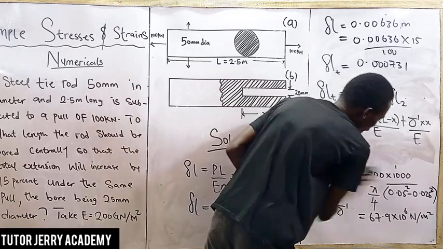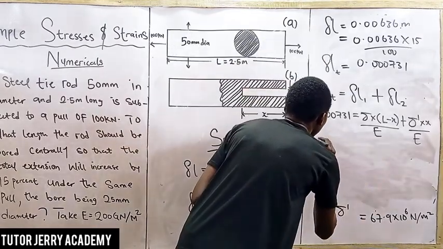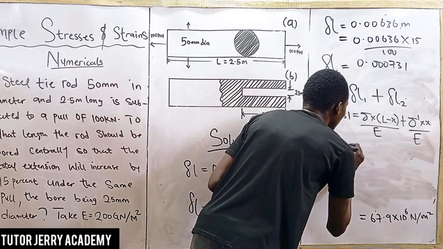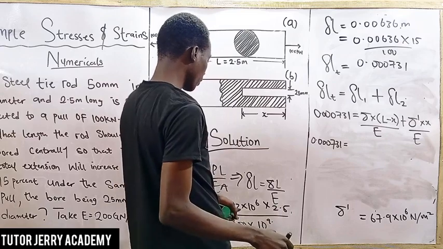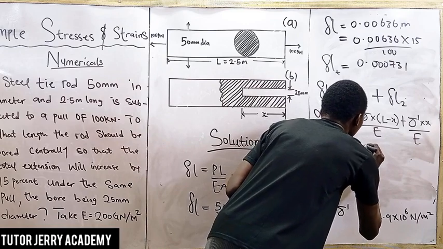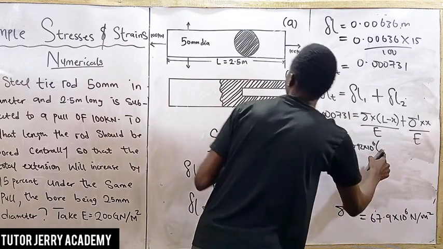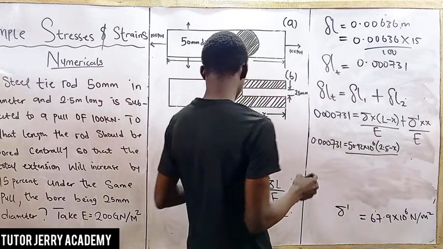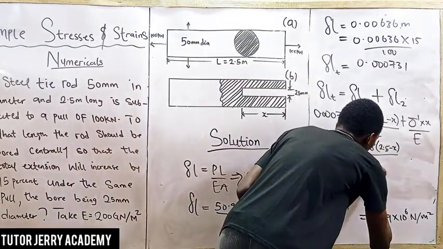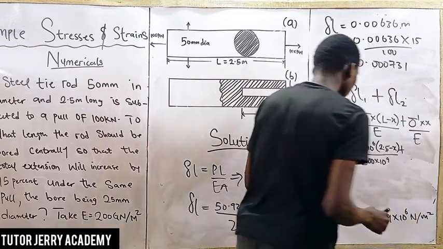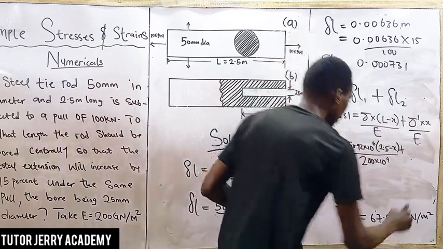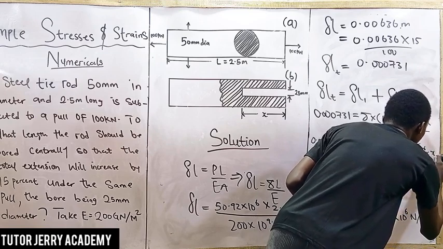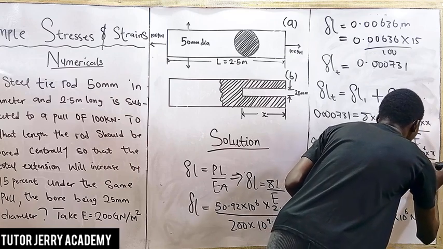So next, I'm going to be imputing their values. I impute their values, I'm going to have 0.00731 equal to, I have my sigma to be equal to 50.92 times 10 to the power of 6 into L. L is 2.5 meters, that is the total length, minus the length of the bored section, all over E, which is nothing but 200 times 10 to the power of 9, plus my sigma prime, of course, which is 67.9 times 10 to the power of 6 multiplied by x, all over 200 times 10 to the power of 9. So this is what I have.